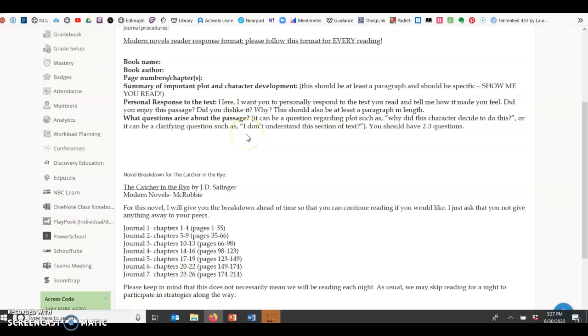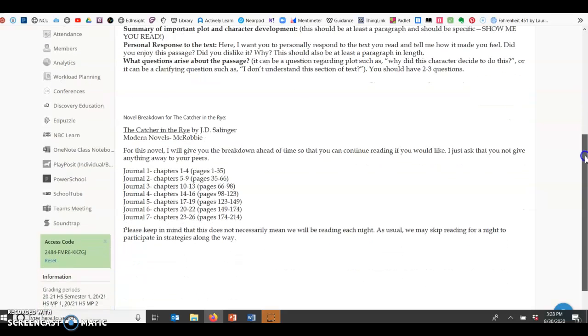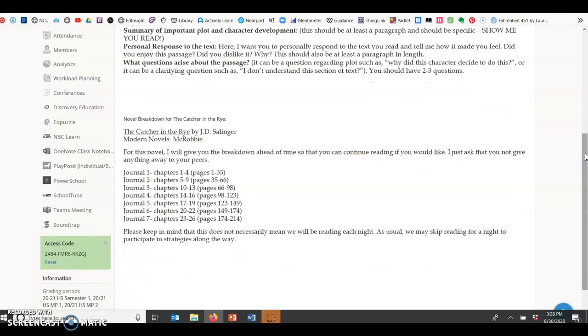What questions arise about the passage? You need to have 2 to 3 questions after those 2 paragraphs explaining what happened and what you thought of it. Just 2 to 3 that could say, I don't understand why this happened, or I'm confused about this. Anything you have that's a question. I should see 2 to 3, and then we'll be able to answer those in Q&As.